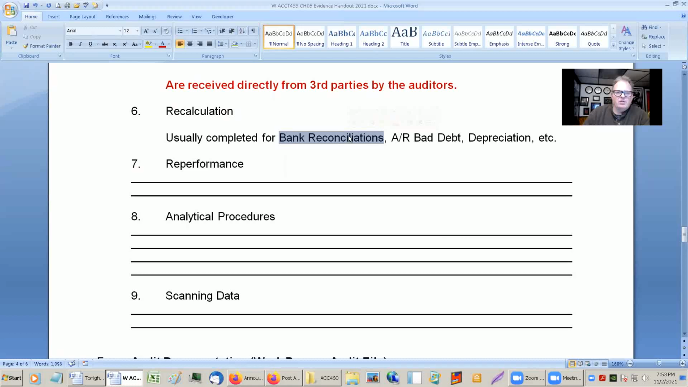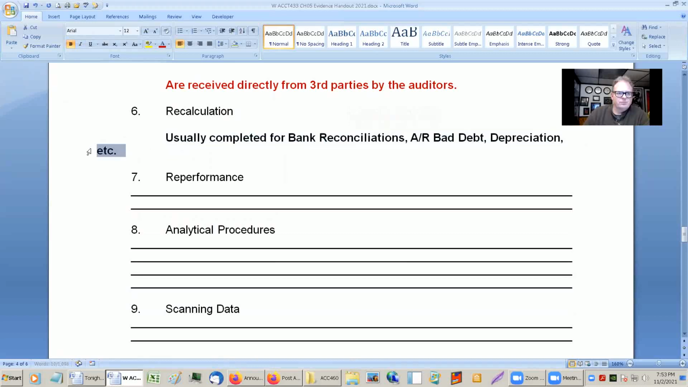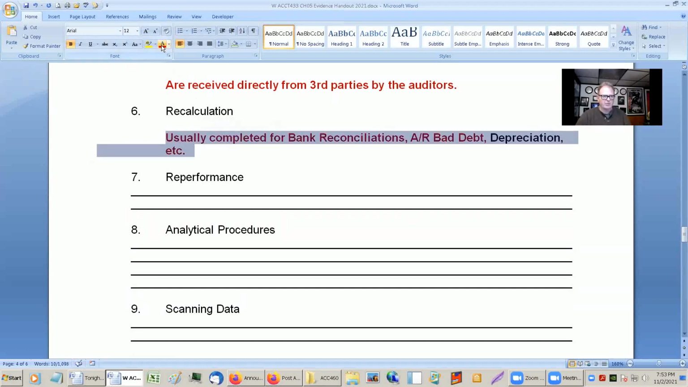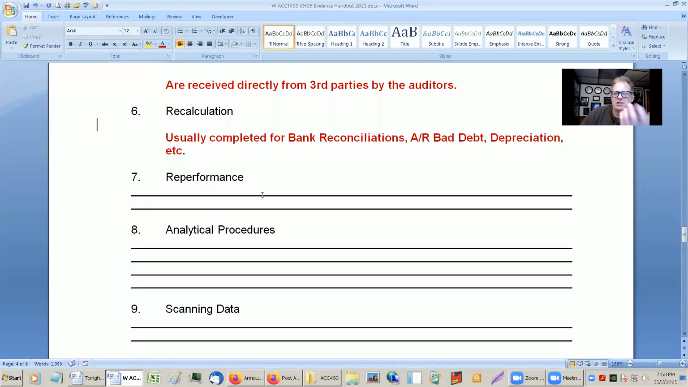So bank reconciliation, we'll do our own bank reconciliation, and then we will compare it to what they have. Accounts receivable, bad debt, whatever they came up with, we should be able to recalculate that and come up with the same thing. And depreciation is a common one. So if they're using double declining balance or straight line or whatever, we should be able to do it just like they did it and come up with the same or something very similar to what they have.